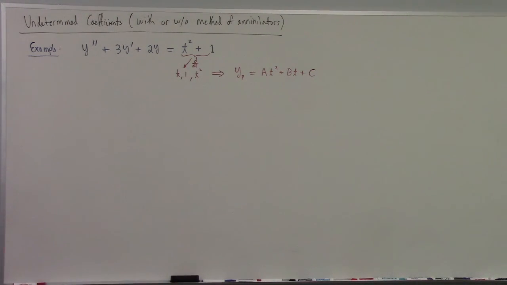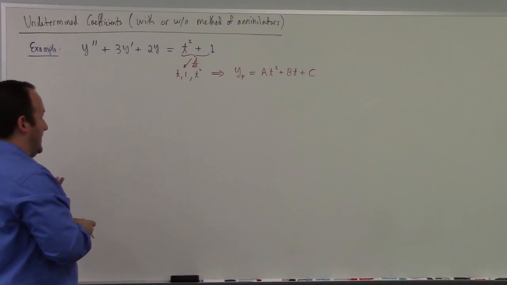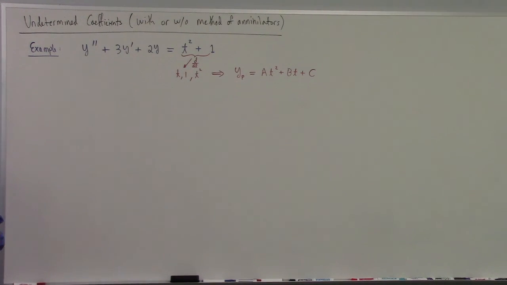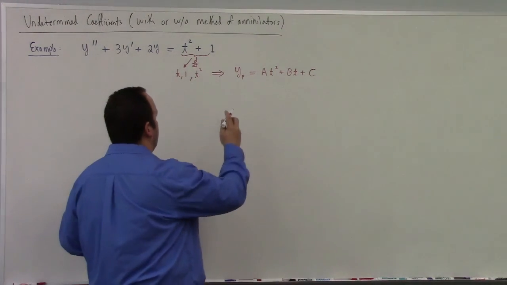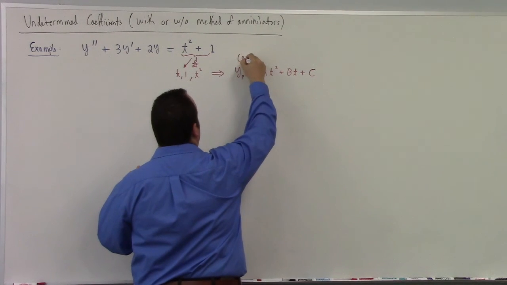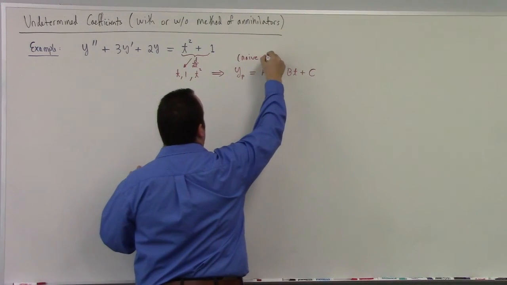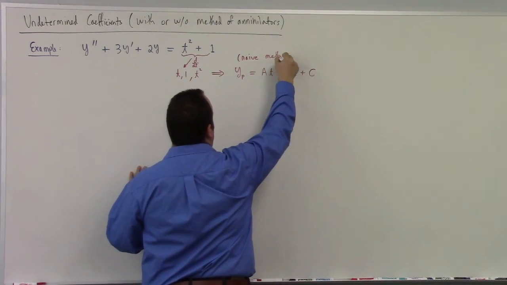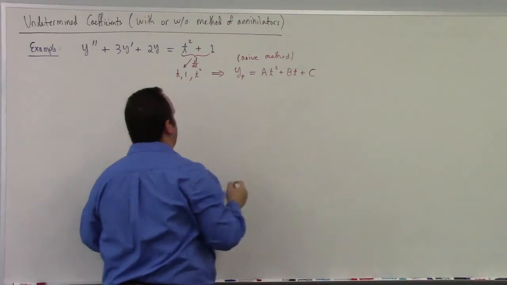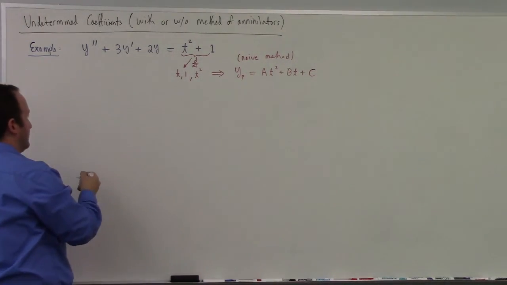So in other words, for the particular solution, I'm just looking at the forcing function, the thing on the right-hand side, and what are its possible derivatives. Take a linear combination of those things, and that ought to do it. This is what I would call the naive guess. Now the naive method will get you a ways. It'll solve this problem. Let's work it out.